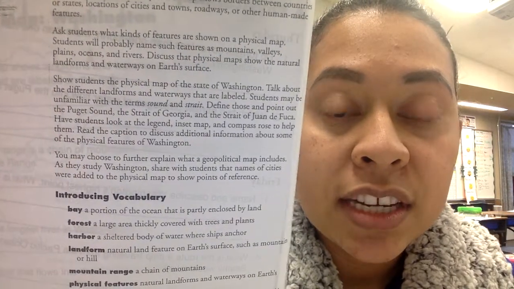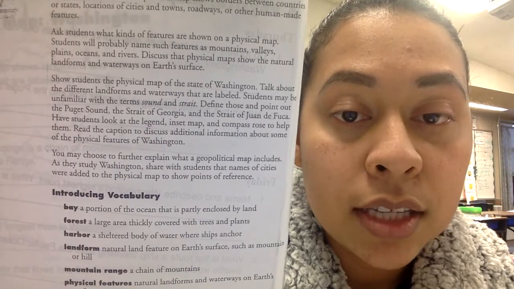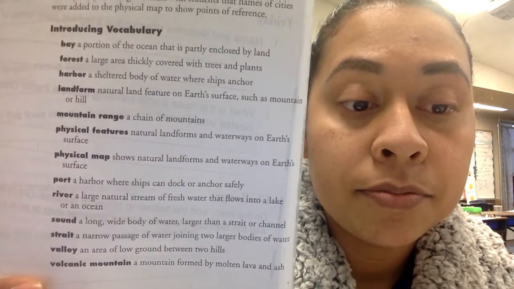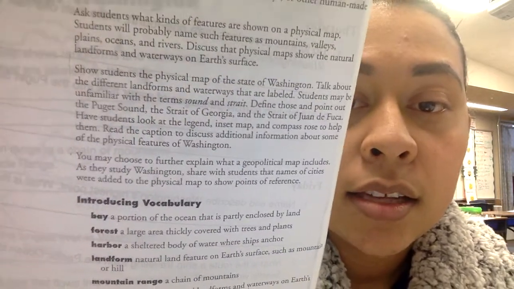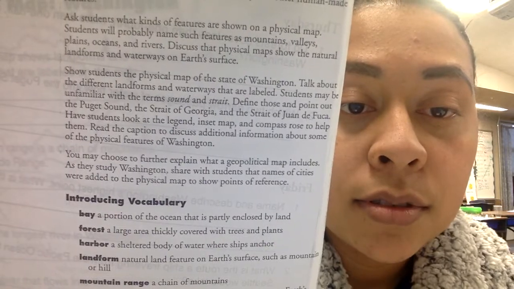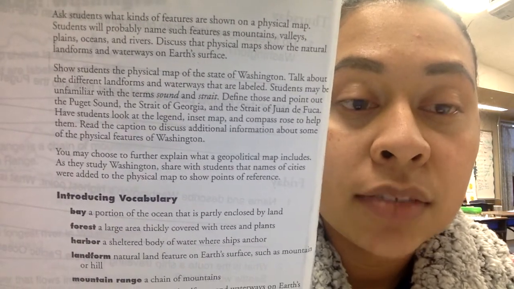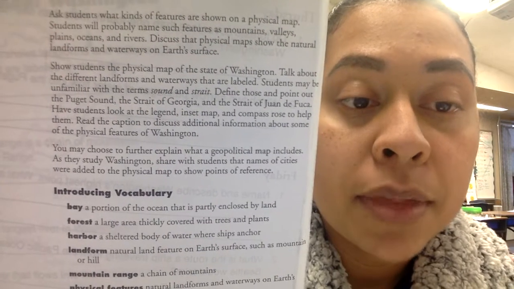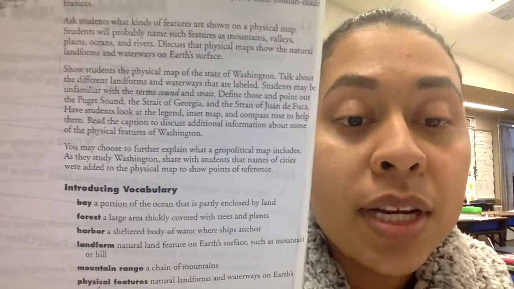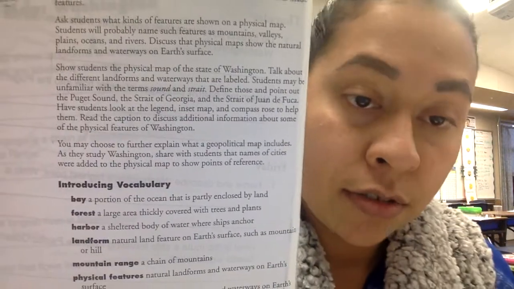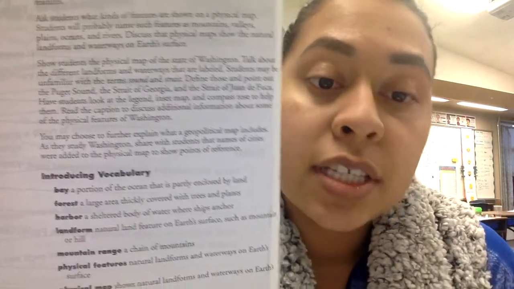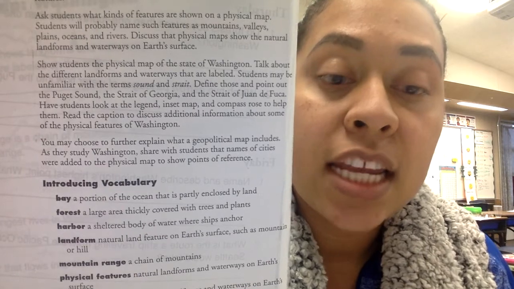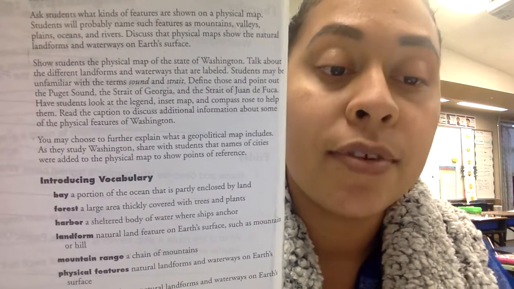Show students the physical map of the state of Washington. Talk about the different landforms and waterways that are labeled. Students may be unfamiliar with the terms sound and strait, so we'll go over those in the vocabulary. Define those and point out the Puget Sound, the Strait of Georgia, and the Strait of Juan de Fuca. Have students look at the legend, inset map, and compass rose to help them. Those are going to help you. Read the caption to discuss additional information about some of the physical features of Washington. You may choose to further explain what a geopolitical map includes as they study Washington.